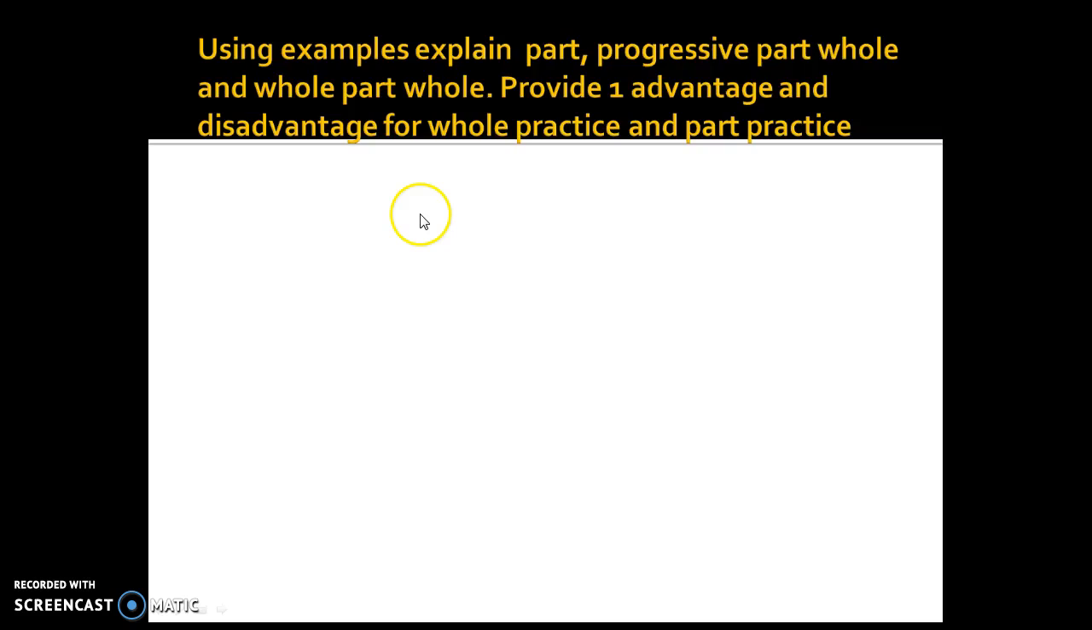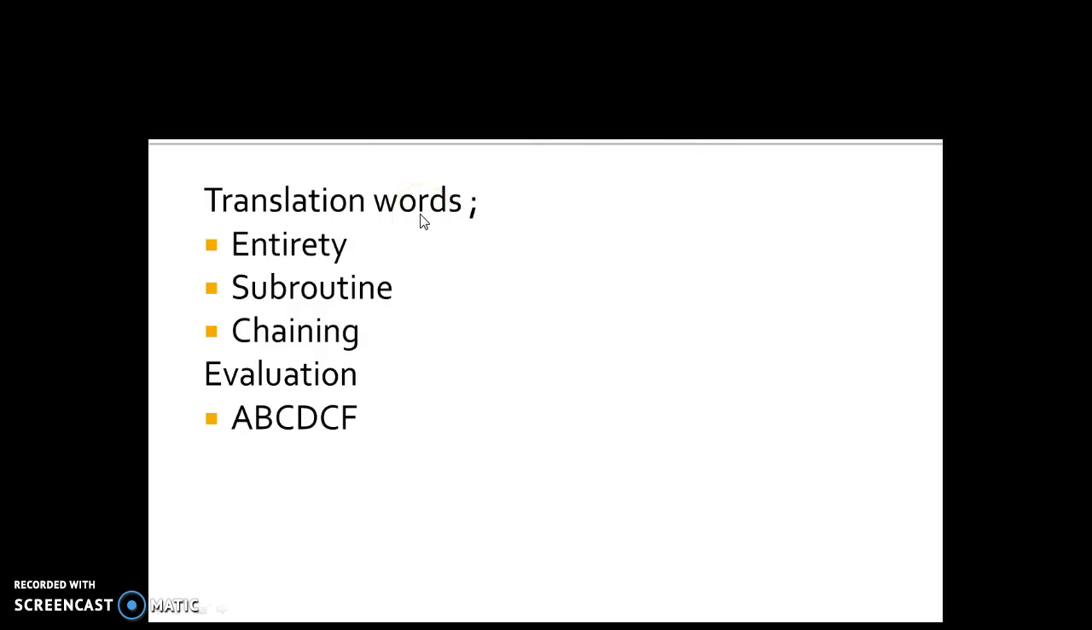Key words that you need to use that should help you throughout this: you've got your entirety, subroutine, chaining. The combination of those three words will give you the key descriptors for each of the types of practice. And then evaluations you can pick. I suggest that your number one focuses are usually to do with A and C. They are the two key evaluation points for any type of practice. So see if you can work out what they are.